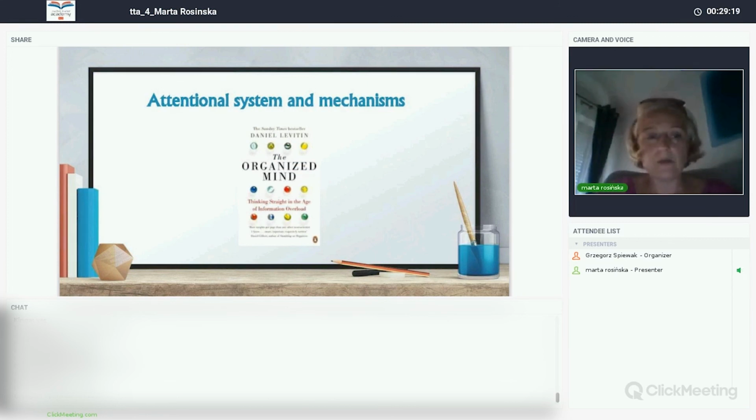Now, I don't know if you're familiar with this book. It's called The Organized Mind. If you haven't had a chance to read it, it's worth the effort, because it explains beautifully, absolutely beautifully, how our minds work in the 21st century. And it mentions what attentional systems and attentional mechanisms are.